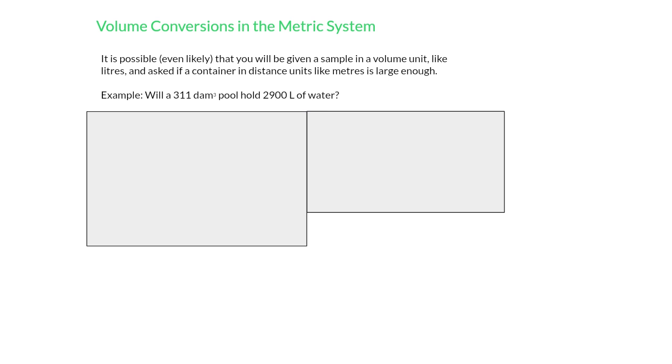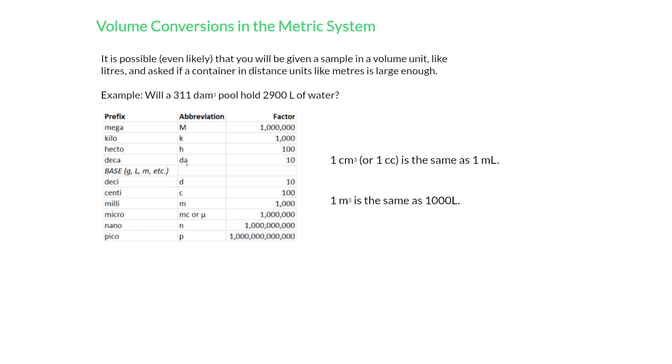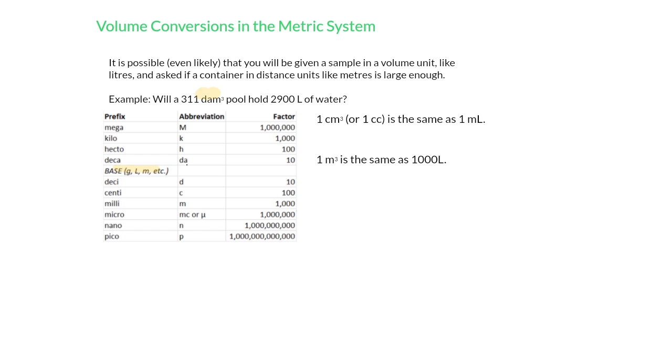So the first thing I do, as always, is pull in my conversion chart. When we look at the chart, we don't see any connection between meters and liters. But we know that 1 cubic centimeter, or 1 cc, is the same as 1 milliliter, and 1 cubic meter is the same thing as 1,000 liters. At this point, we do a little bit of math. Because this is in decameters, it tells us that we want to move to the base unit of meters. And remember, our conversion factor when we're going to the base is just 1.